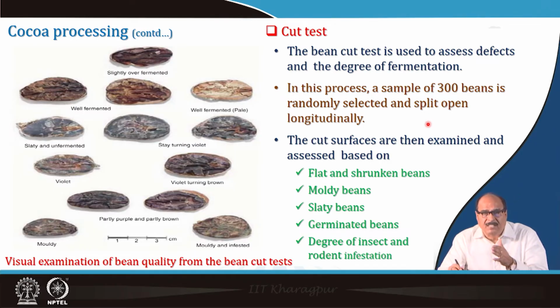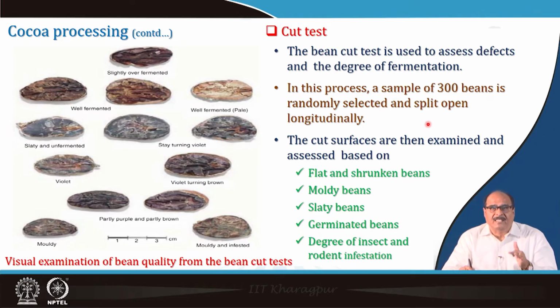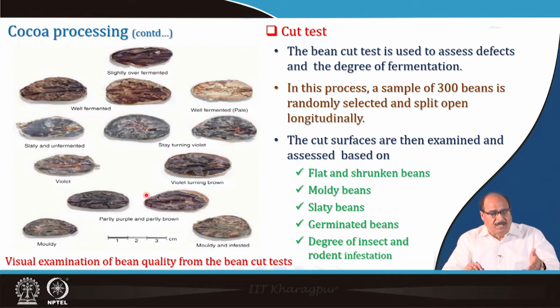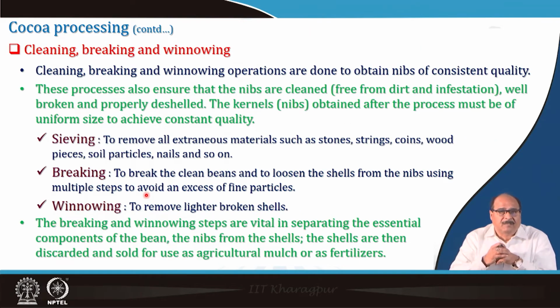The cut surfaces are then examined and assessed based on the fruit, flat and shrunken beans, moldy beans, salty beans, germinated beans, and degree of insect and rodent infestation. You can see here the various types of visual expression, such as even color and other things, shown in the picture by the cut test.